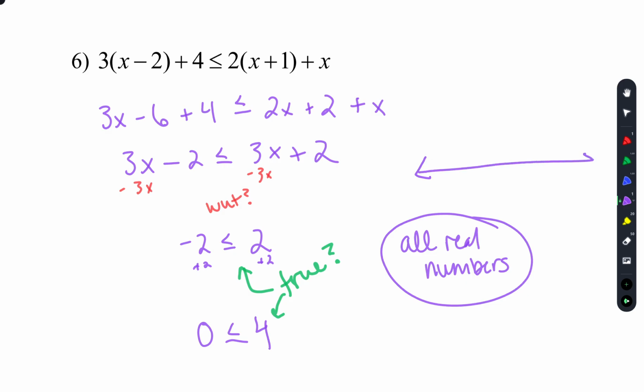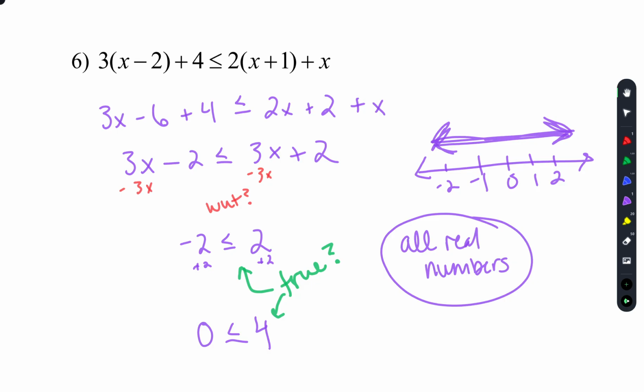And you're like, how the heck do I graph that? That's the best one. It's just like an arrow. It's like all the things. No open dots and closed dots. Everything is true. It's always true, no matter what x is.